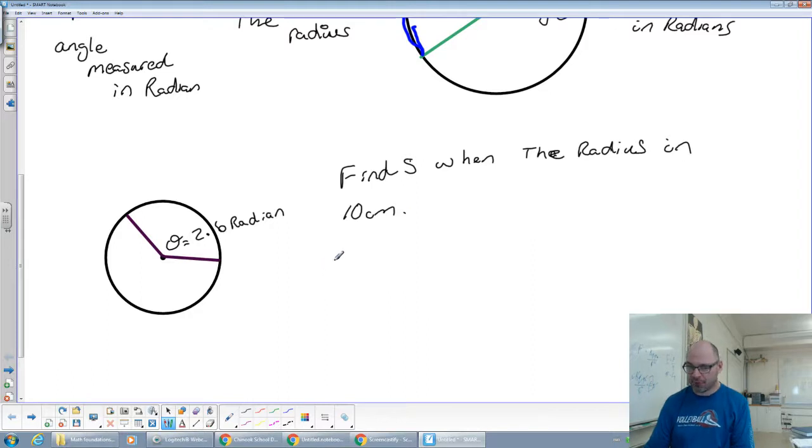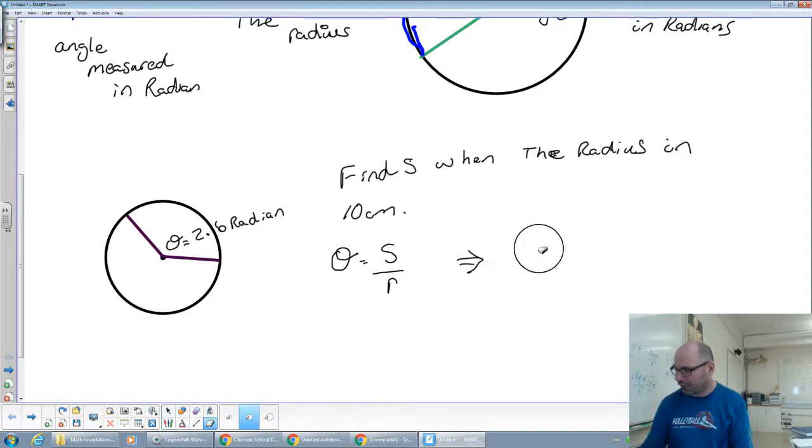Okay, so we take the formula. Radians equals arc length divided by radius. We want to find S, so we have to multiply both sides by R. So R times theta would be, sorry, not R. We're not trying to solve for R. We're trying to solve for S. So to isolate S, we have to multiply this side by R.